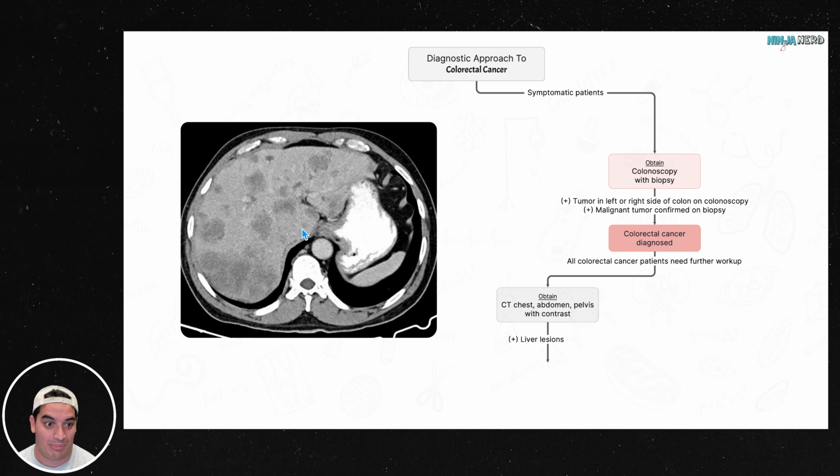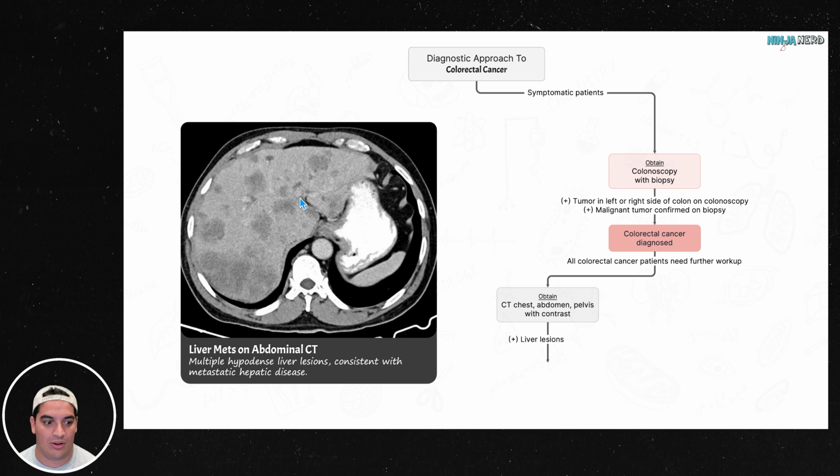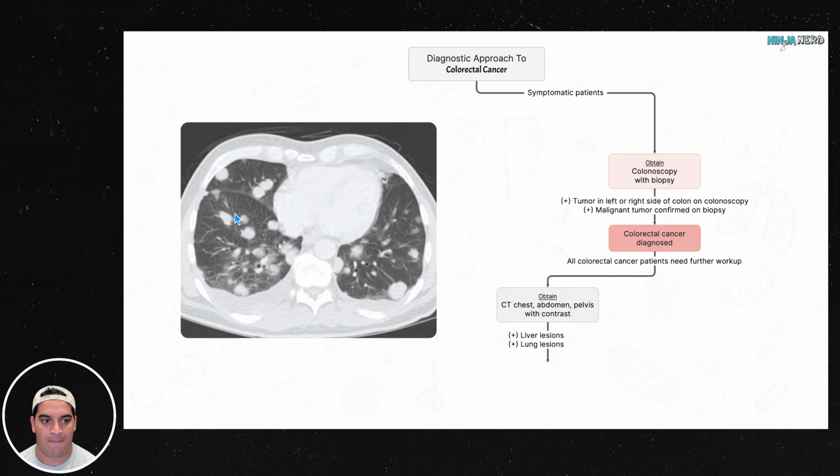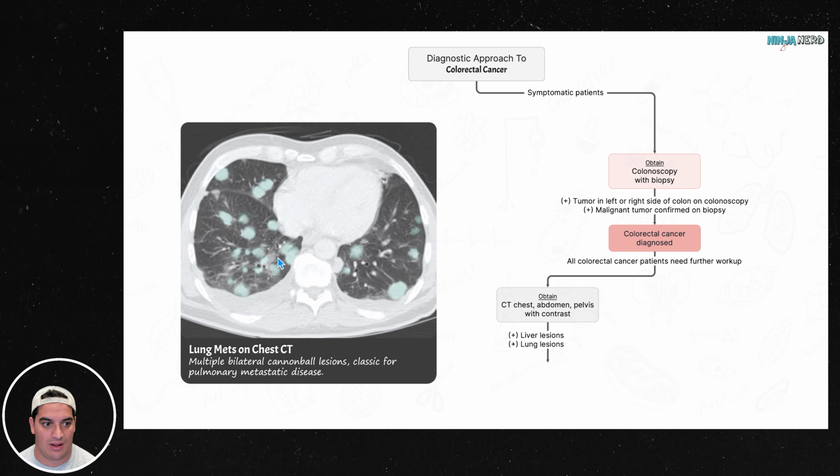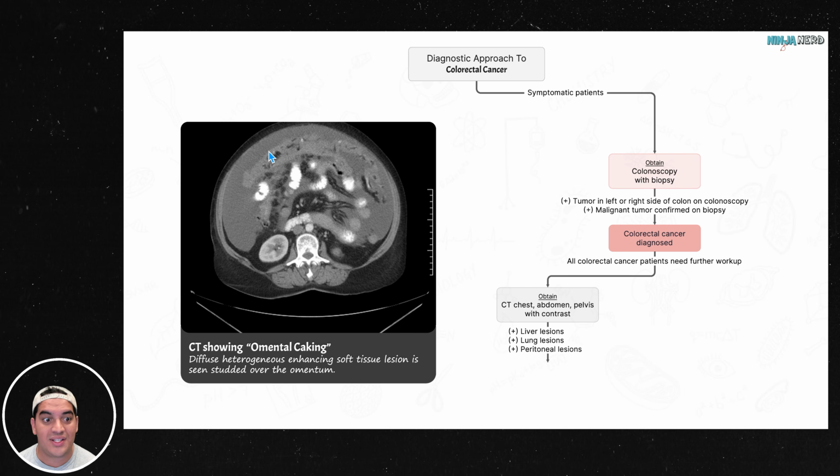So here we can appreciate on this CT scan of the abdomen, look at all these metastatic lesions, all these hypodensities. That's pretty suggestive of metastatic disease. Oh, and then you can see here on the chest, we can appreciate all of these metastatic lesions in the lungs, bilateral, all over the place, pretty consistent. Here's the, look at this. This is called peritoneal carcinomatosis.